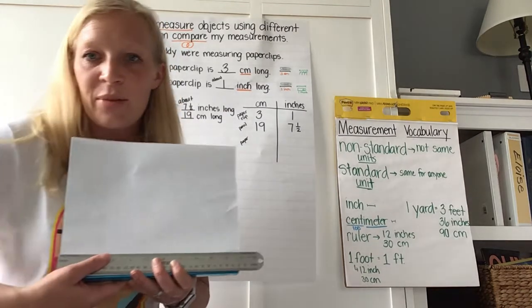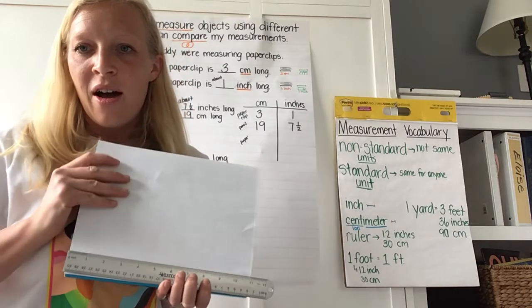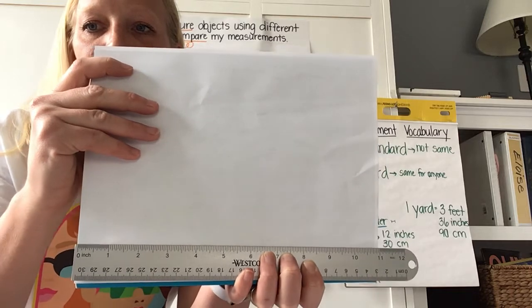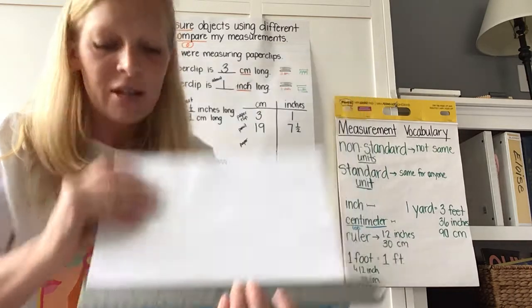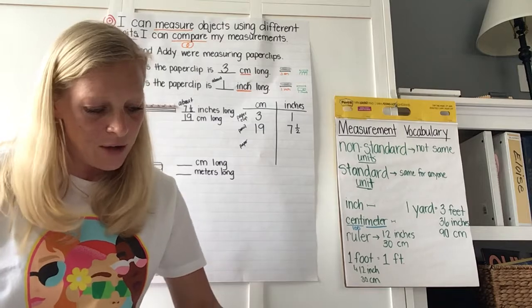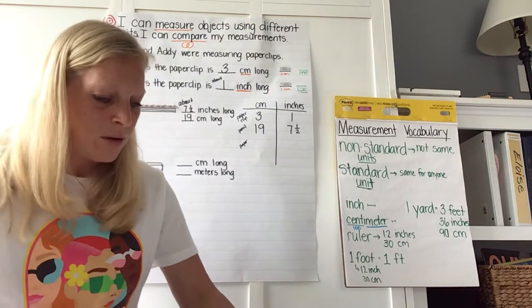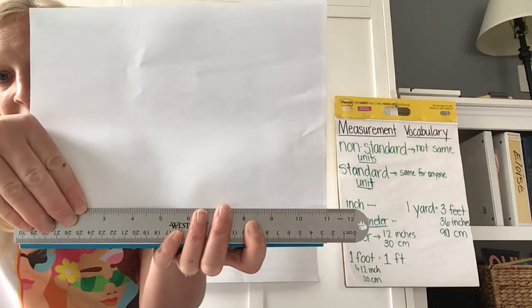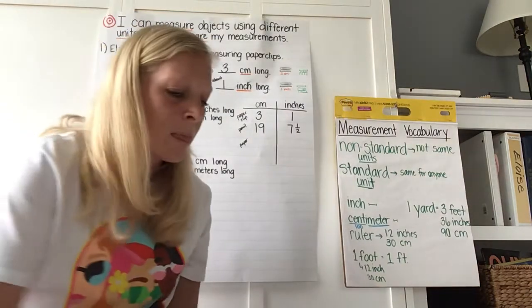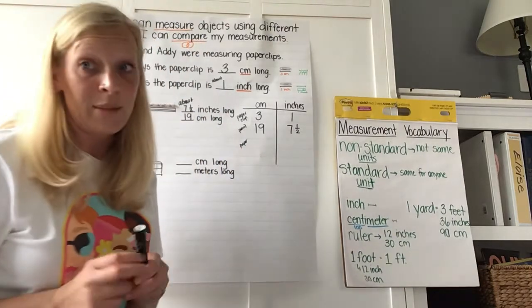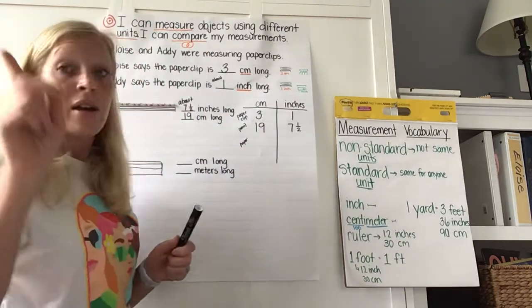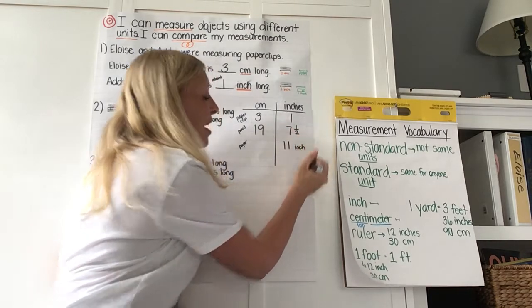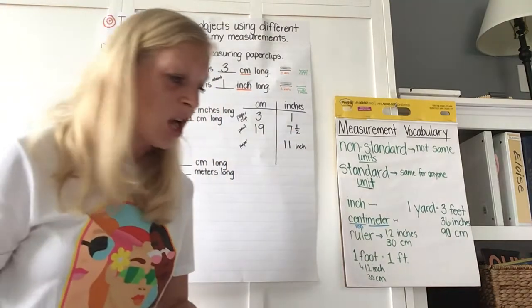All right, so how long was it when you measured it here? 11 inches. You see where that is? Started on our 0. Let me scoot that over just a hair. It got off just a smidgen. And there's that 11 at the end where it stops. Okay. 11 what? What's my unit? 11 inches. So my paper is 11 inches long.